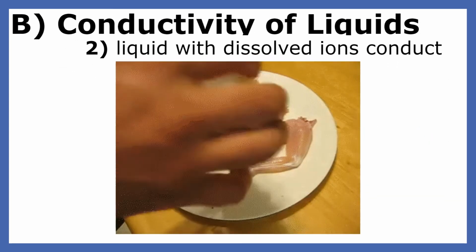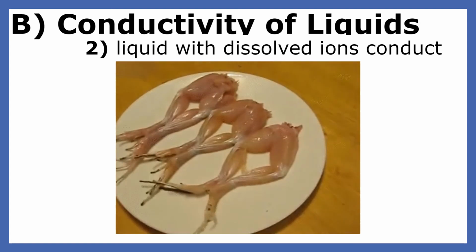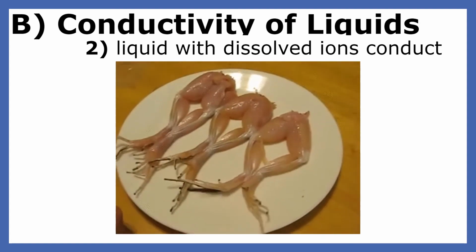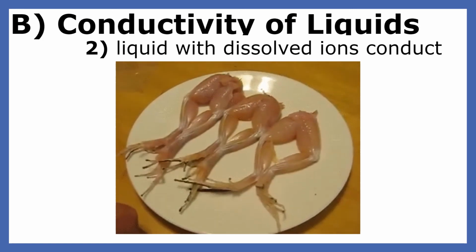This video shows what happens when frog legs are sprinkled with table salt. Table salt is made of an ionic compound called sodium chloride.